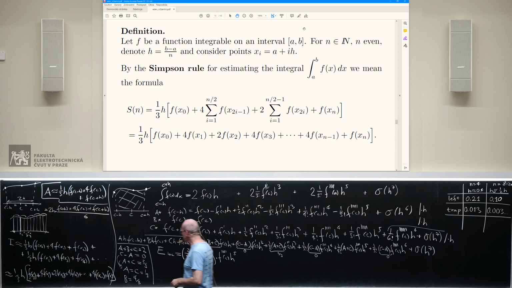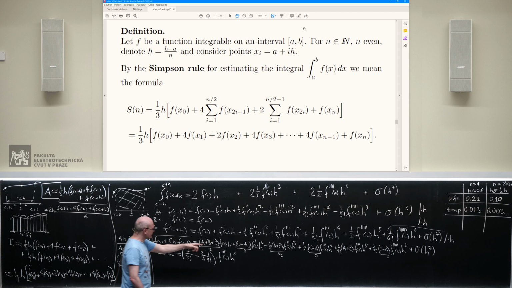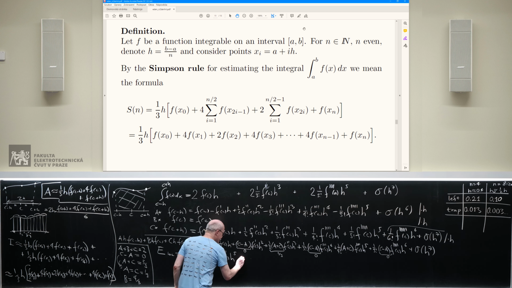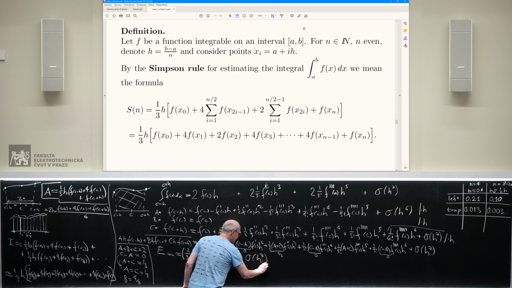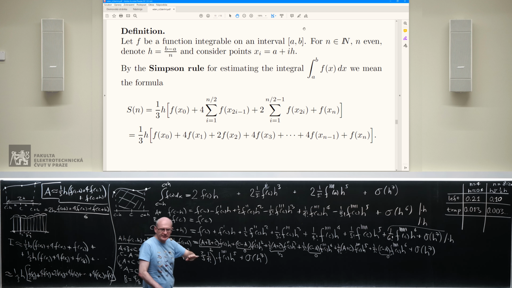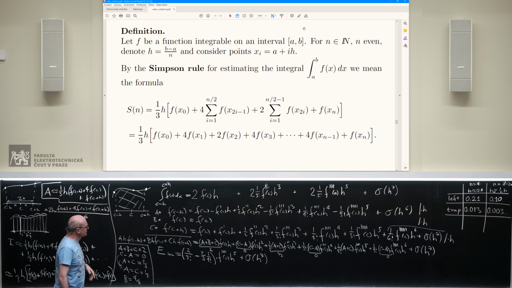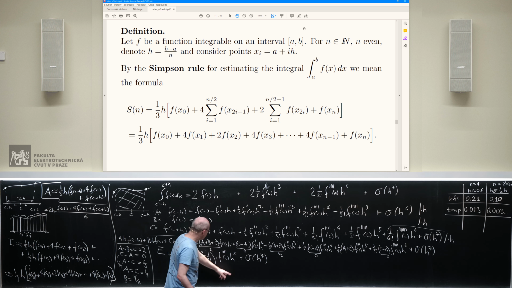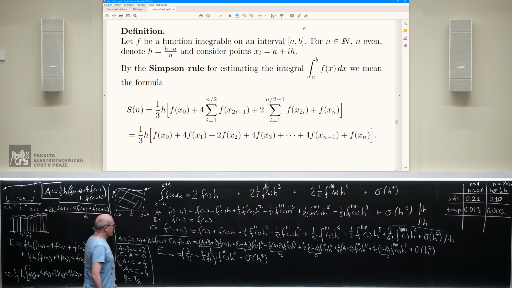This will play some role later on, that in the error also the 6th power is missing. But right now we don't really care. We could have written O(h^6) and it would have worked perfectly. Okay, so no problem there. I just don't want to lose information if I already have it. Okay, how much is this one?